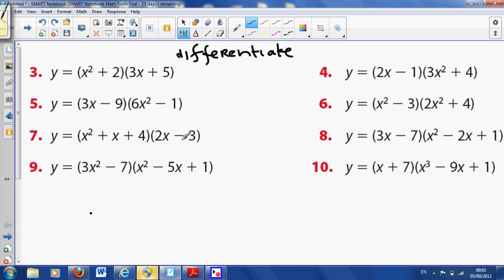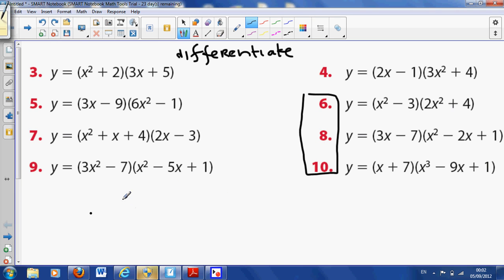So what we're going to do is we're going to do question 6, okay? And question 6, 8, and 10. Okay, so we'll just go for 6, 8, and 10. Now, first thing we got to know is the rule, okay?